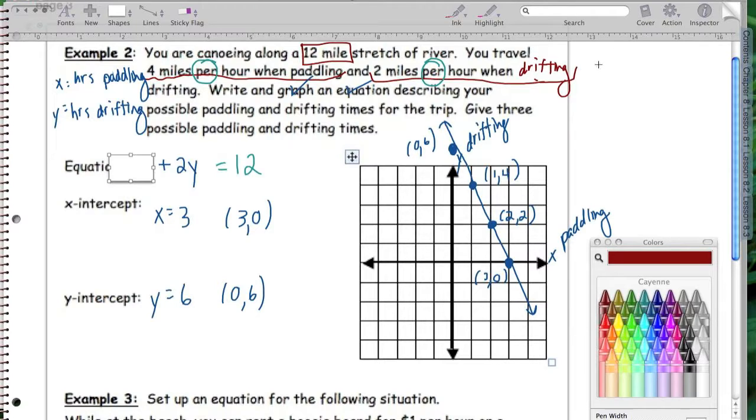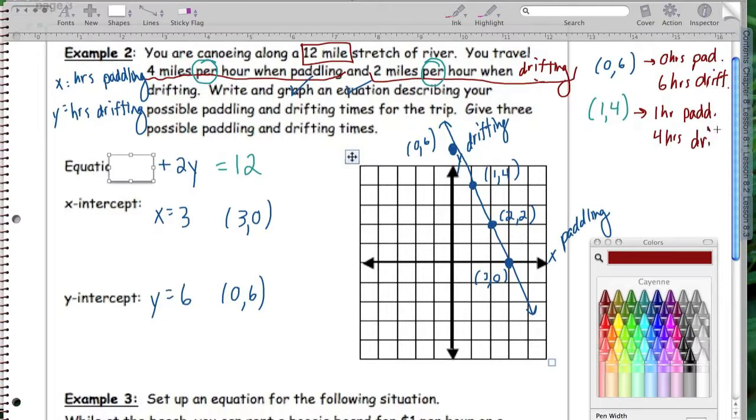Here's the information it tells us. The point (0, 6): 0 is our x, paddling, so that means 0 hours paddling, and 6 hours of drifting. So if we plan to just drift the whole day, it's going to take us 6 hours to get there. The next point that we have is (1, 4), which stands for 1 hour of paddling, and then 4 hours of drifting. So 5 hours if we plan on just doing a little bit of work.